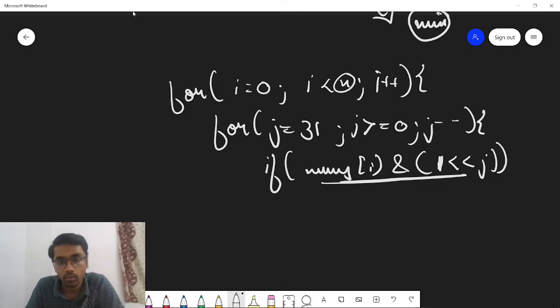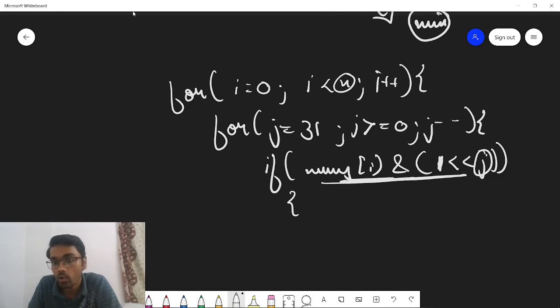You must know how we check whether a bit is set or unset, or how we unset a bit. These are the basic stuff that I hope you already know before watching this solution. So this is how we check whether a particular bit is set or not. If the jth bit in nums of i is set, then we will unset it.